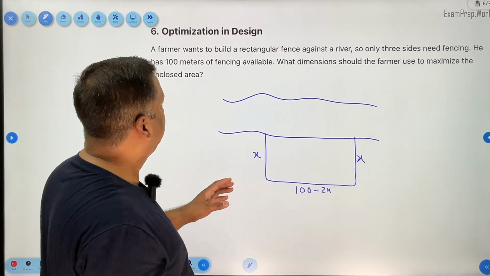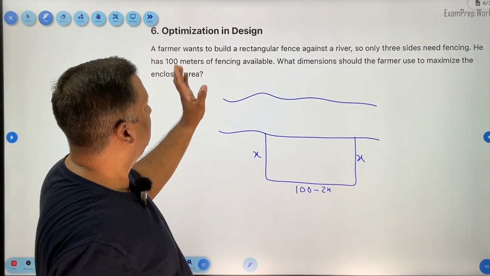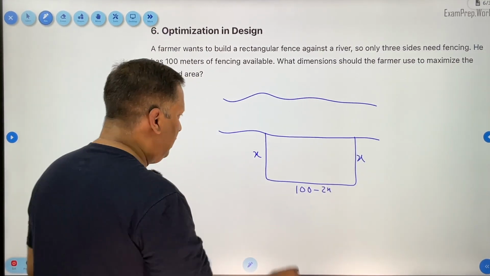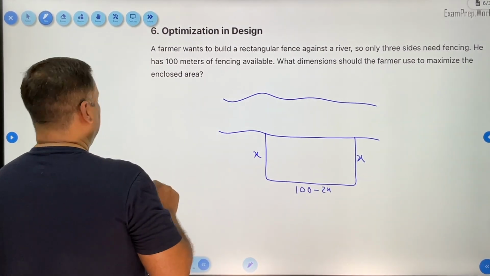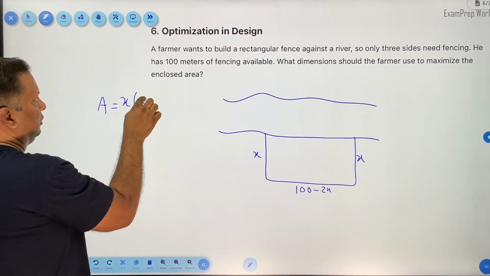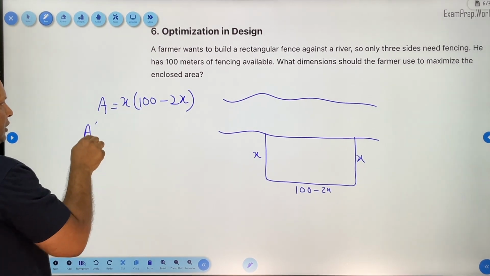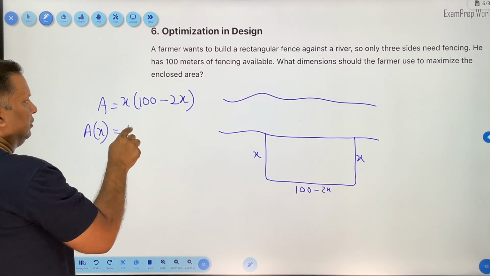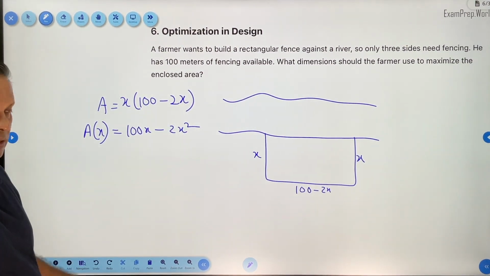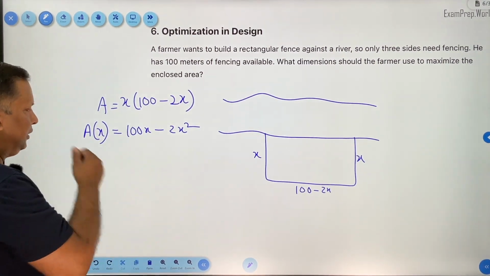Now we know that this plus this is 100, and we want to maximize the area, right? So area is length times width. So let's write area. Area is x times 100 minus 2x. What is the area function? Area based on x we are getting 100x minus 2x squared. Okay. Now if you have to maximize this, what do we do? Find the vertex.